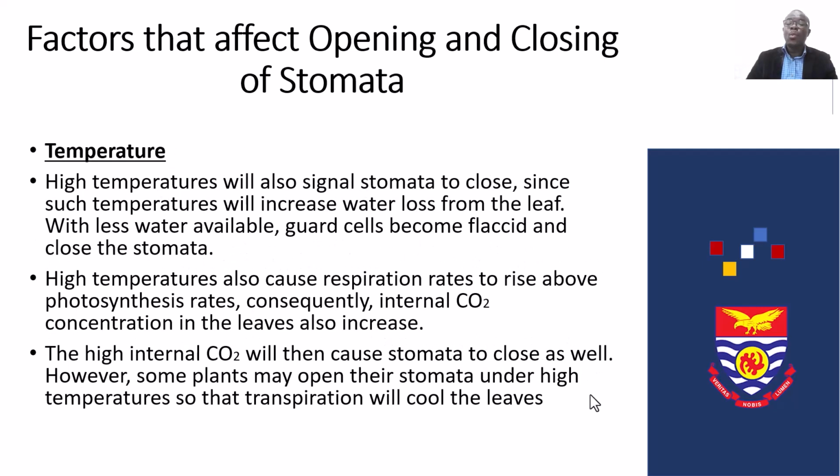Temperature. High temperatures will also signal stomata to close, since such temperatures will increase water loss from the leaf. With less water available, guard cells become flaccid and close the stomata. High temperatures also cause respiration rates to rise above photosynthesis rates. Consequently, internal carbon dioxide concentration in the leaves also increases. So the high internal carbon dioxide will then cause stomata to close as well. However, some plants may open their stomata under high temperatures so that transpiration will cool the leaves.